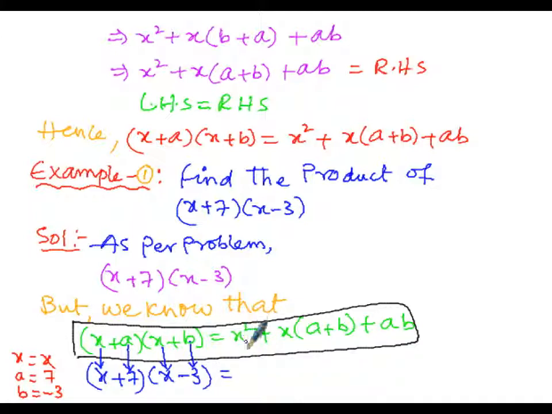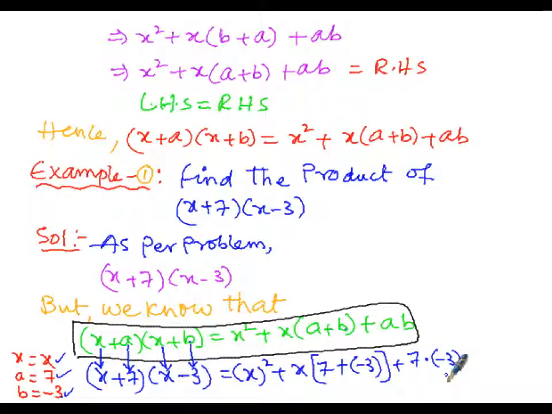That is x square, where x is x itself, so we write x whole square, plus x is x itself, then bracket begin, a is 7, plus sign as it is, b is minus 3. Let us write it within the bracket because it is negative, bracket close, plus a is 7 and b is minus 3, that is 7 into minus 3.